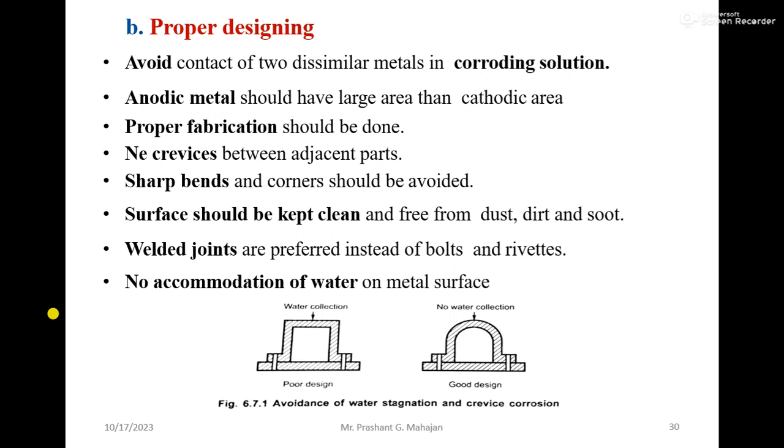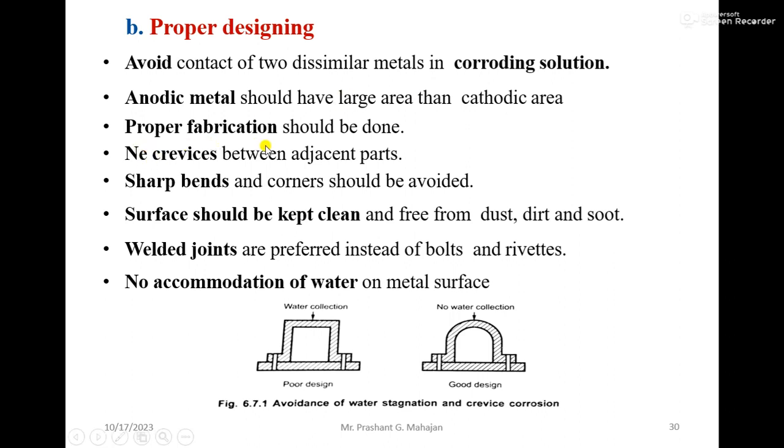Next is proper designing. So you can see the design. Do not take such type of designs. Take such design so that there will not be accommodation of water, dirt, dust, or conducting medium. So first, avoid contact of two dissimilar metals in corroding solution. Then anodic metal should have larger surface area than cathodic area, because if the cathode is having more area, then it will demand more electrons. That means the electrons will be provided by anode. So if the area of cathode is more, then anode will oxidize faster.